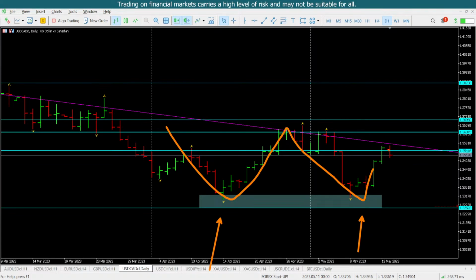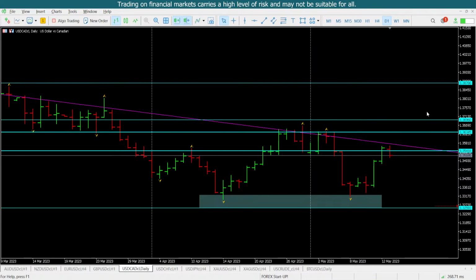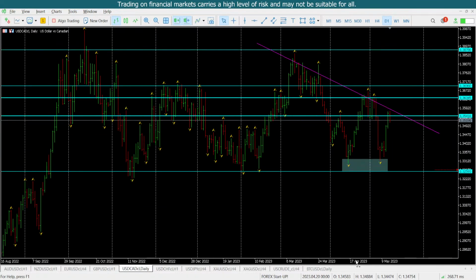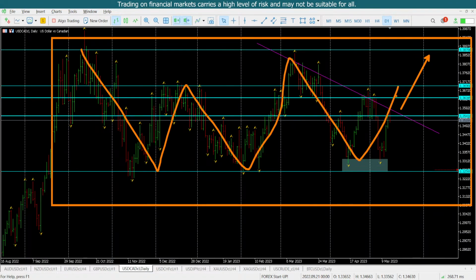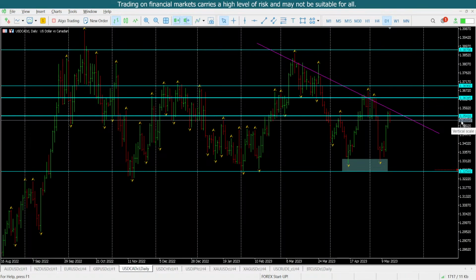So tingnan natin if this can break out of that and can create a new swing, then it would be a different story for USD CAD. This bigger sideways move can possibly be continued this time towards that direction. So as you notice, no, ito yung ating bigger sideways. Okay, so tingnan natin how things could progress from here.